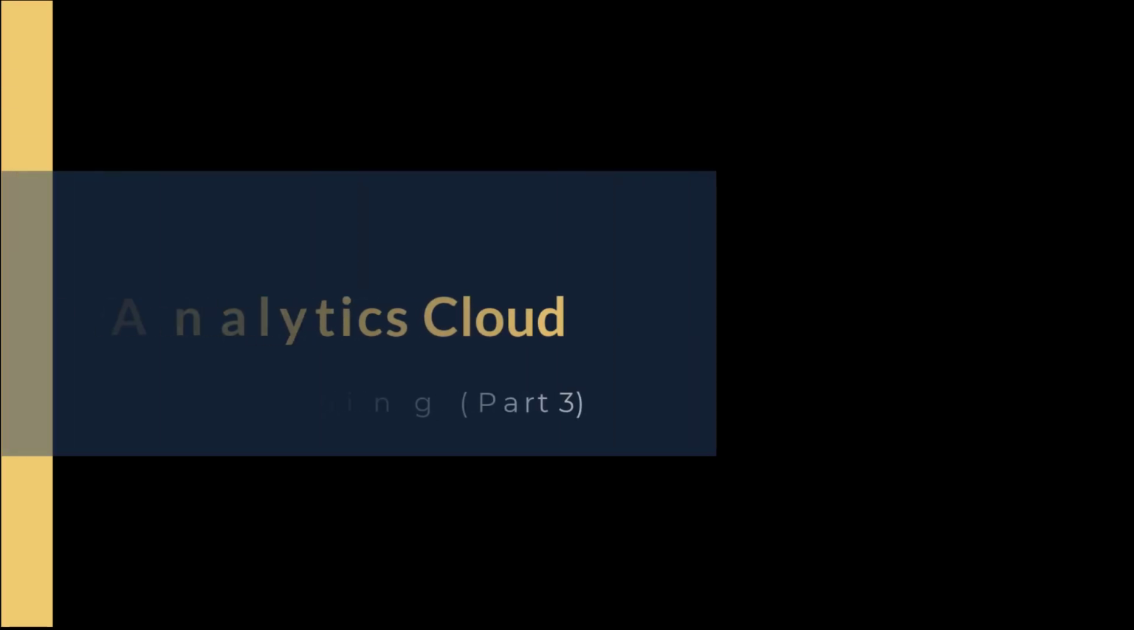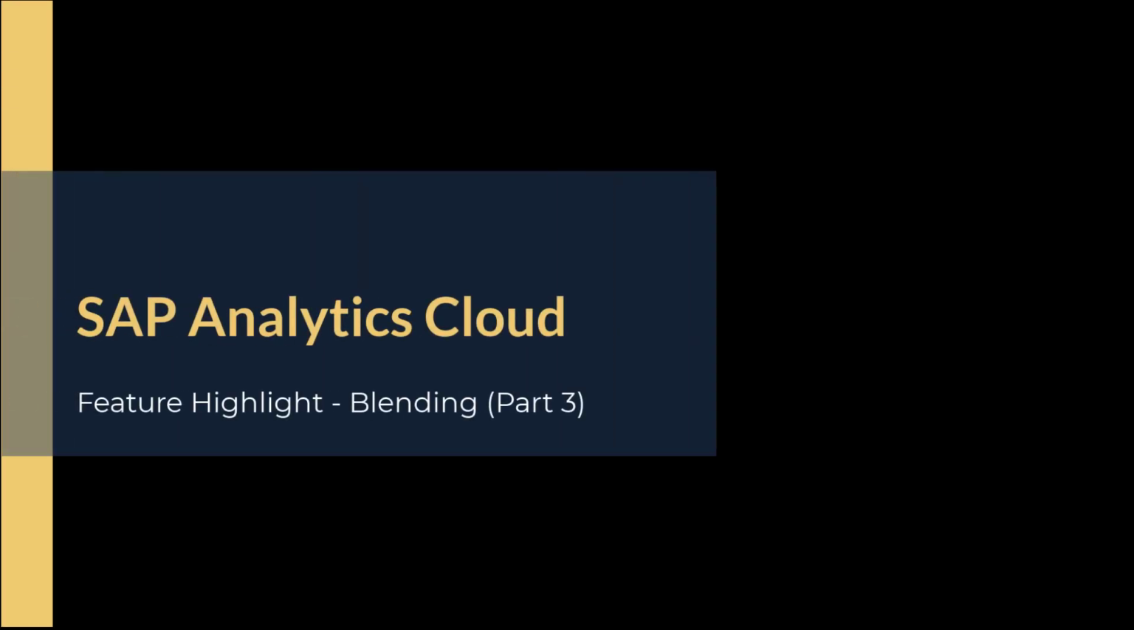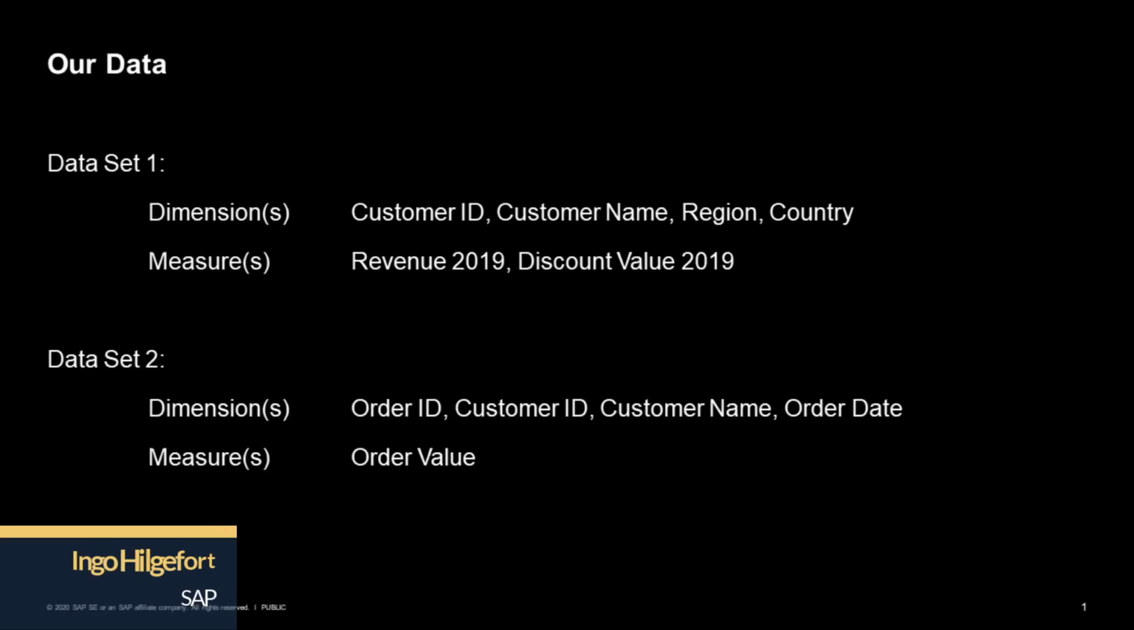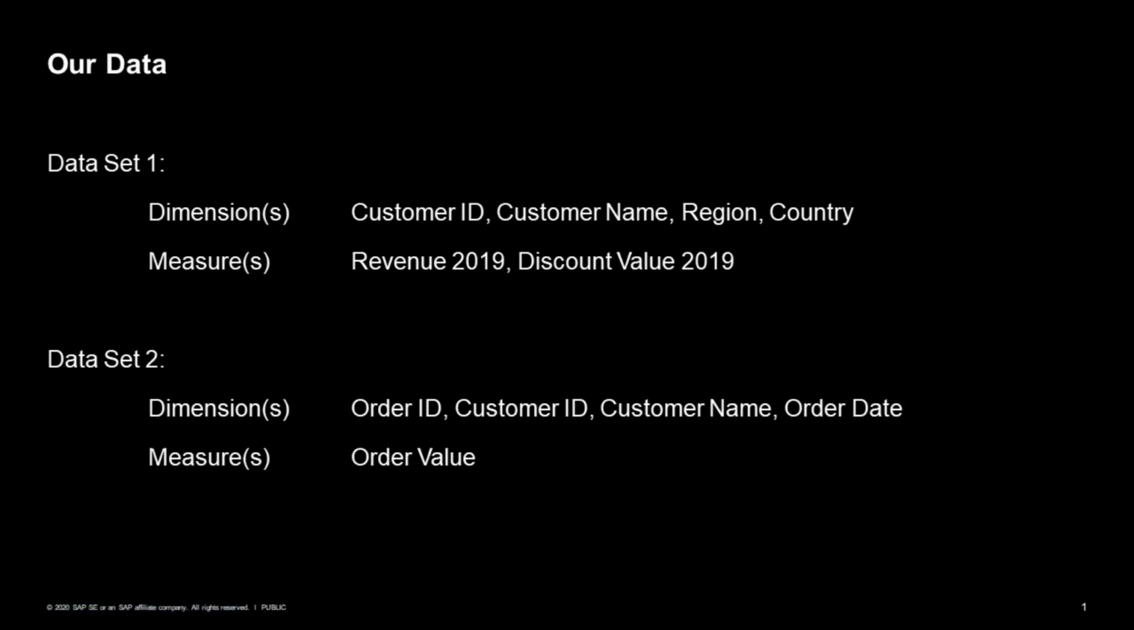Welcome to another daily episode of SAP Analytics Cloud. This time we're going to take a look at the blending part that we prepared before and the impact on the aggregation. So we're going to use the two data sets we had before, customer as dimensions, we have revenue, discount values, and the order value as part of the second data set.